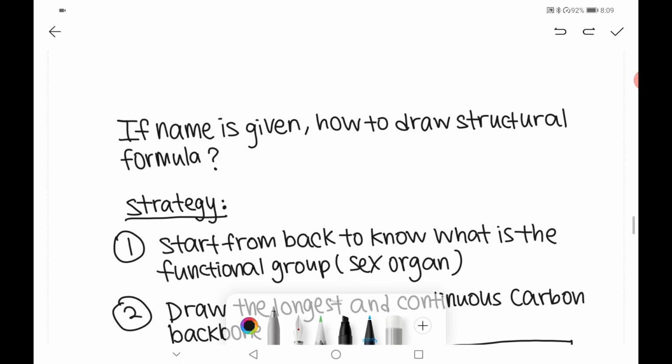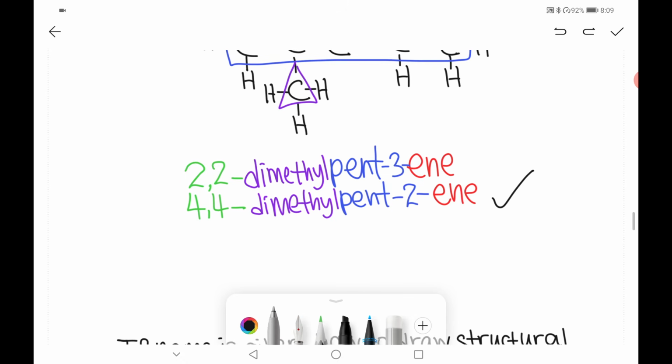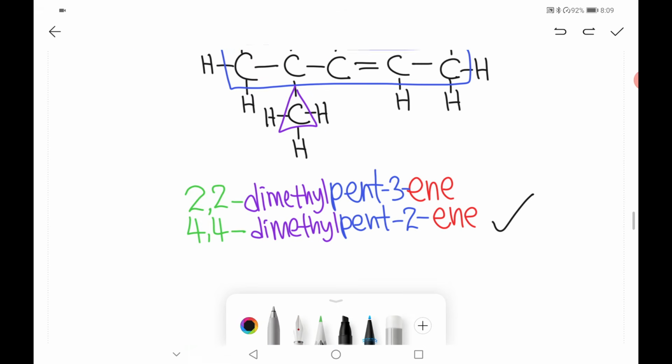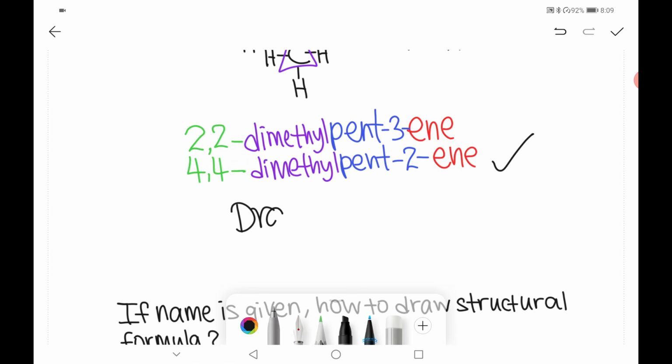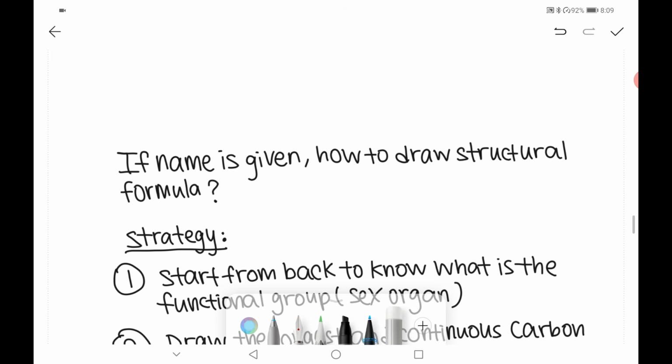The last thing that we need to learn for today's lesson is this. Just now we were given the drawing, and we changed the drawing to the name. But we also need to know the other way around. If they give us a name, you must know how to draw the structural formula.